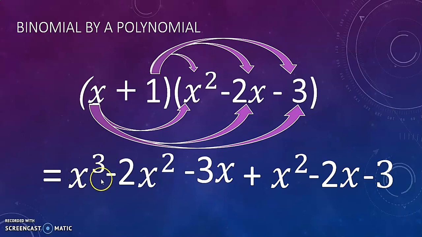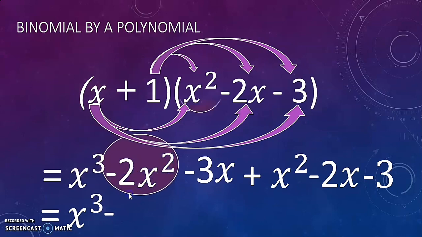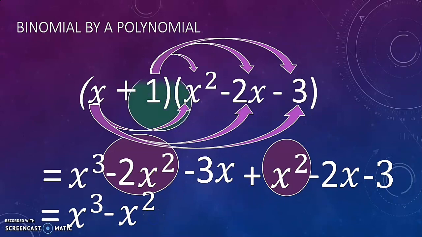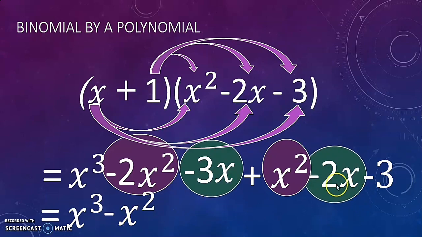So since we have only 1 term with cube, we will just copy x cubed. And if you will notice, these 2 terms, negative 2x squared and x squared, since they are like terms, we can combine them. So, negative 2x squared plus x squared is negative x squared. And then, another like terms, negative 3x and negative 2x can be combined as negative 5x. So, the remaining is negative 3. So, our final answer is x cubed minus x squared minus 5x minus 3.